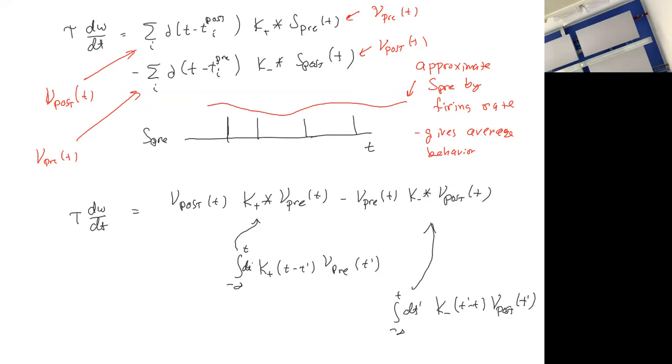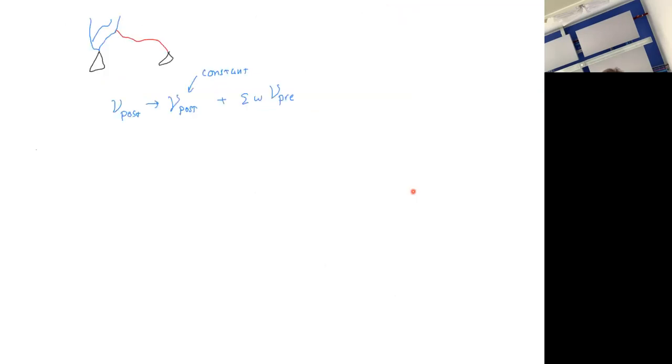So there are various approximations we can make, but this term here is the one that changes, right? Because the presynaptic neuron causes the postsynaptic neuron to come up. The postsynaptic neuron doesn't affect the presynaptic neuron, so this stays the same. So what we get when we do that is tau dw/dt equals nu post constant plus epsilon w nu pre.